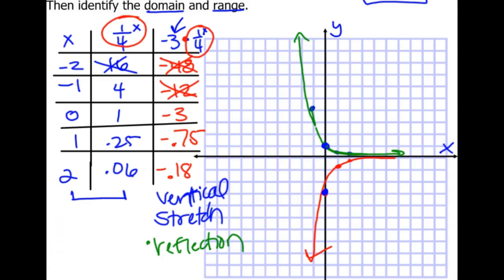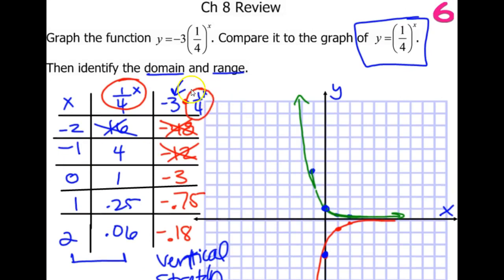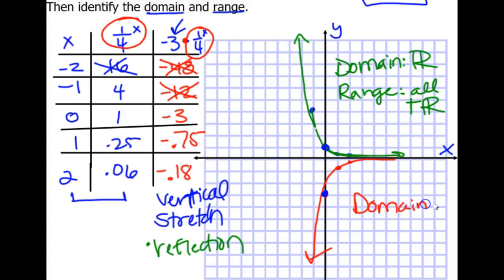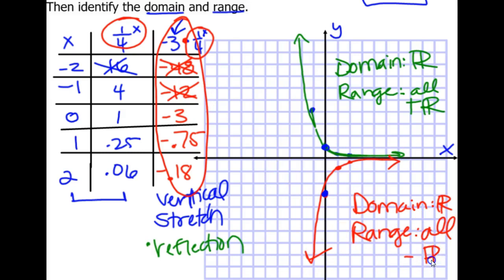Otherwise, the last thing that we need to do is identify the domain and range. You can do so for both. On the top graph, our domain, what we plugged in for x, was anything. We could have plugged in any number, so all real numbers. And then our range is just all positive real numbers, because we have all positives for the green one. But then for the red one, our domain, again, we could have plugged in anything we wanted, all real numbers. But then our range, our y values are only here in the negatives, and they're all down here on the bottom. So all negative real numbers.